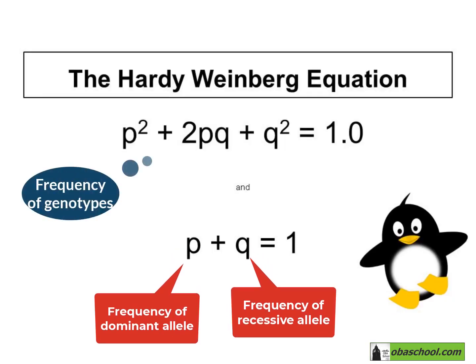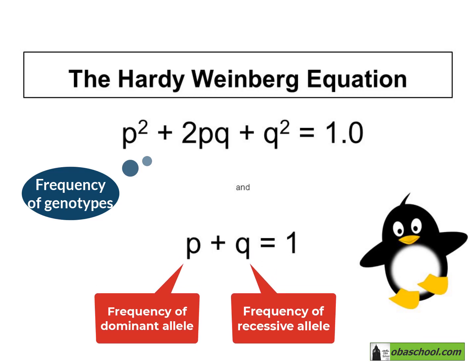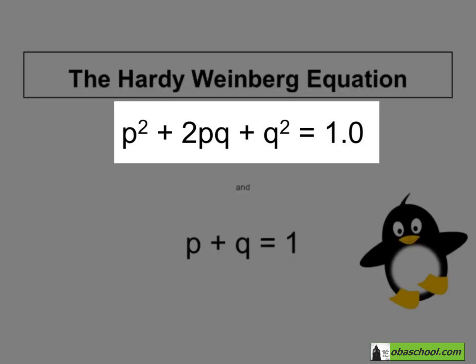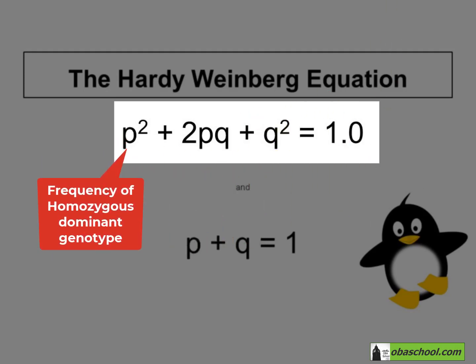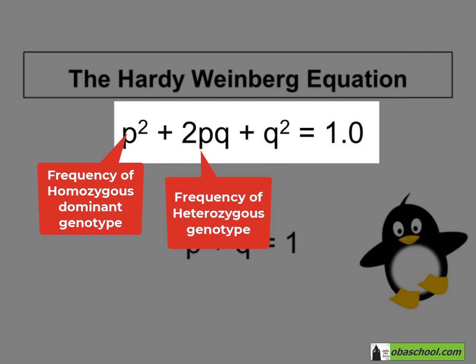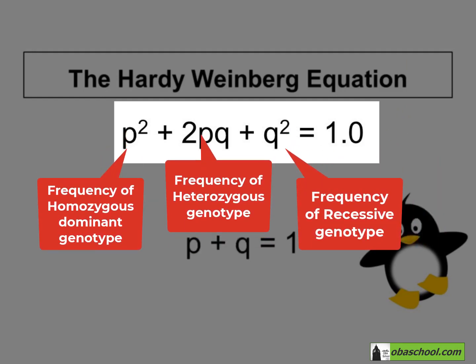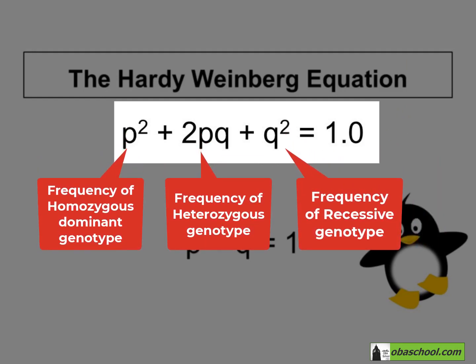Now, the frequency of genotypes in a population can be represented by another equation, which is P squared plus 2PQ plus Q squared equals 1, with P squared equal to the frequency of the homozygous dominant genotype, 2PQ equal to the frequency of the heterozygous genotype, and Q squared equal to the frequency of the recessive genotype.